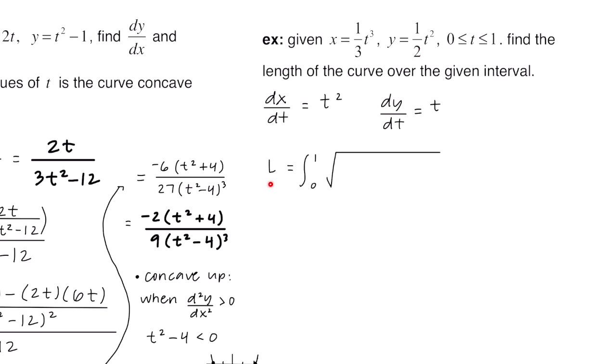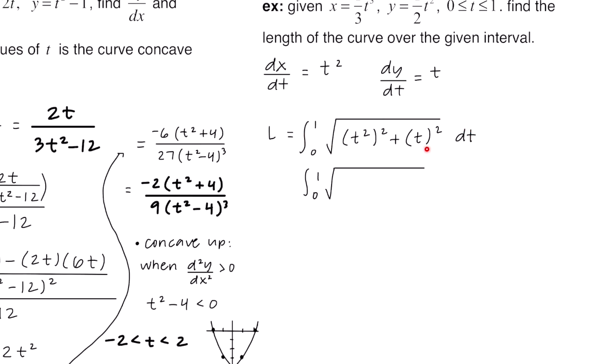For our length formula, we take the integral from 0 to 1 of the square root of (dx/dt) squared plus (dy/dt) squared. All right, so we have this set up, so now we're going to do a little bit of manipulation so that we can eventually take the integral. So here we have t squared squared, so this is going to become t to the 4th. Next, I'm going to factor t squared out of both of these terms. So when you factor t squared out, you're left with t squared plus 1. The square root of t squared is just going to make t.